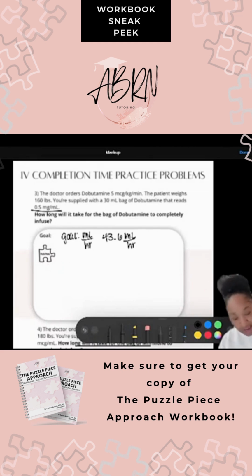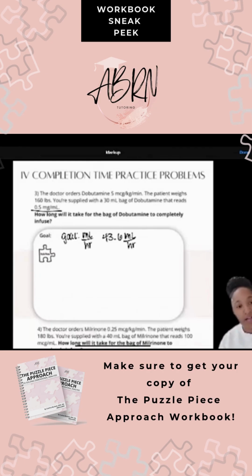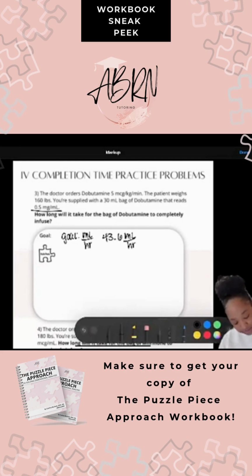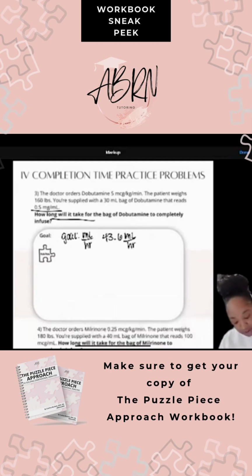We need to always have the rate, okay? Because you have to find the rate of your IV. And I explained it in the book, you have to have the rate and then the amount that's in the bag, okay? And that's how you find your hours. So listen, how long will it take? So long, that's time. Our time unit is going to be hour, okay? So this is how we're going to actually answer the question. Hour. We need to see hours, okay?